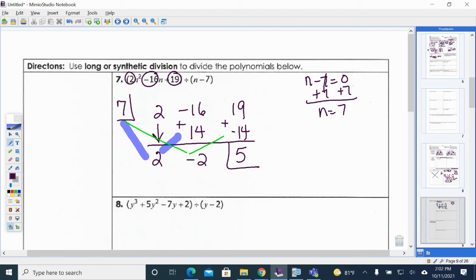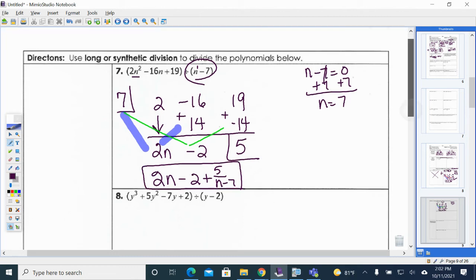Go up to your dividend here. That's what this thing is called, the dividend. And look at the largest exponent and always decrease that by 1 because you just took out an n to the first power. So my answer is 2n minus 2. Now, your remainder on this one's a positive 5, so you're going to put plus 5 over the n minus 7.